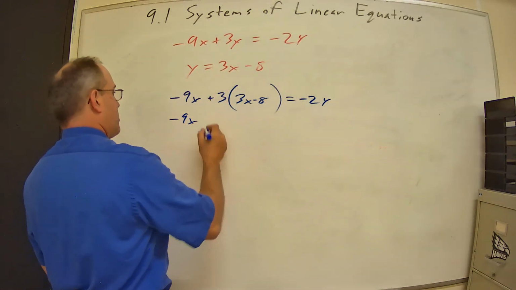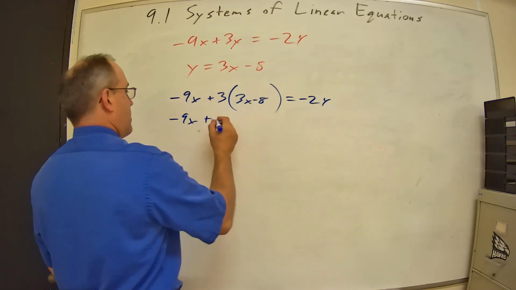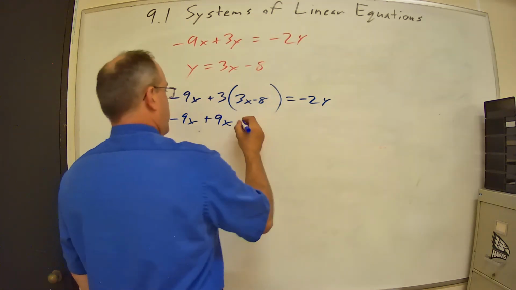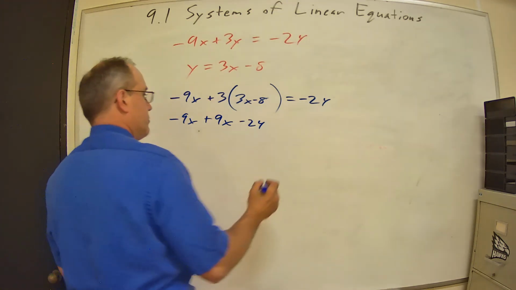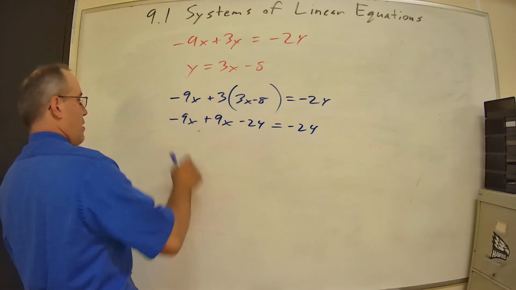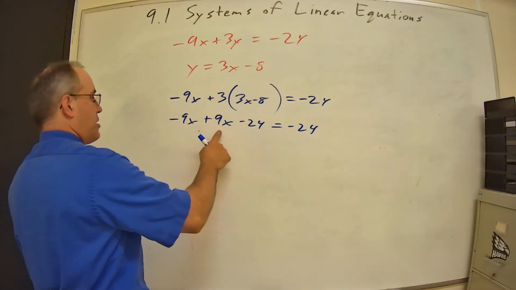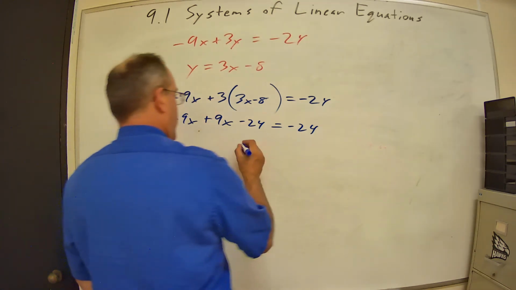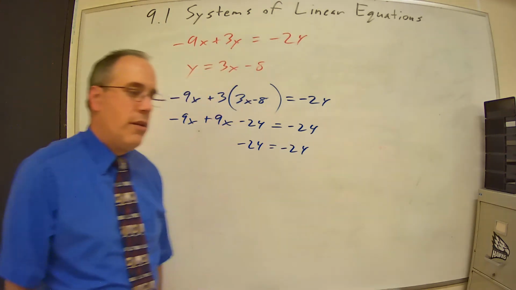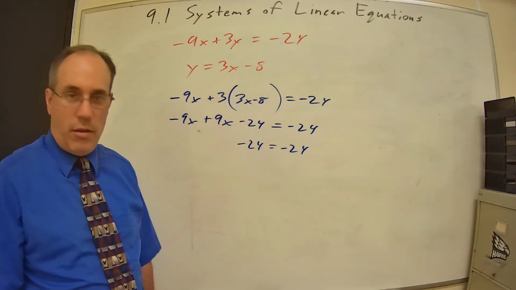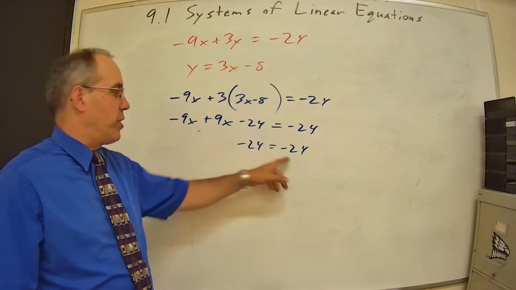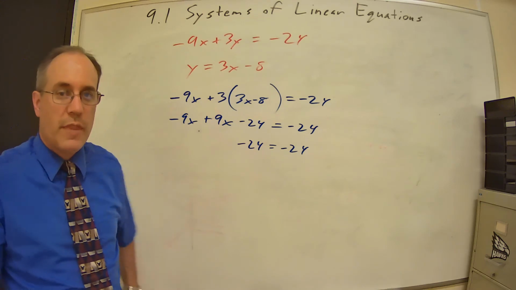Negative 9x plus 3 times 3x is 9x. 3 times negative 8 is negative 24, is equal to negative 24. Negative 9x plus 9x gives us 0x, so we get negative 24 is equal to negative 24. And you say, no kidding. I already knew that, Mr. Davis. I knew negative 24 was equal to negative 24.